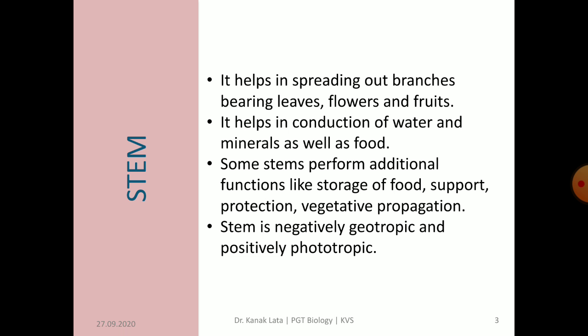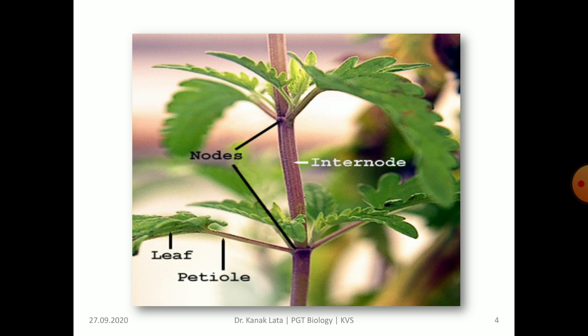Stem is positive phototropic as it always moves towards the light, and it is negatively geotropic because it moves against the earth. That is negative geotropic. Here in this figure you may observe stem, nodes and internodes. You may see here that leaves are originating from the node of the stem.